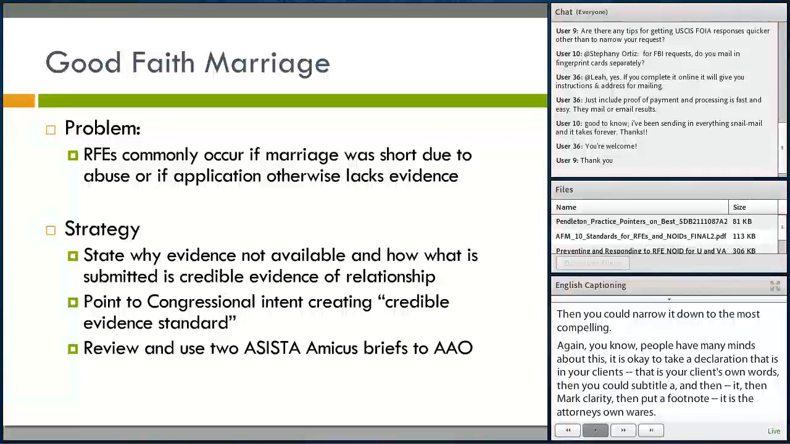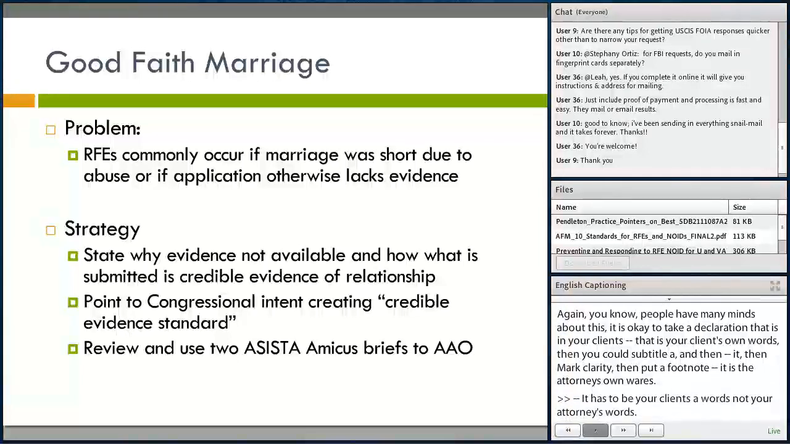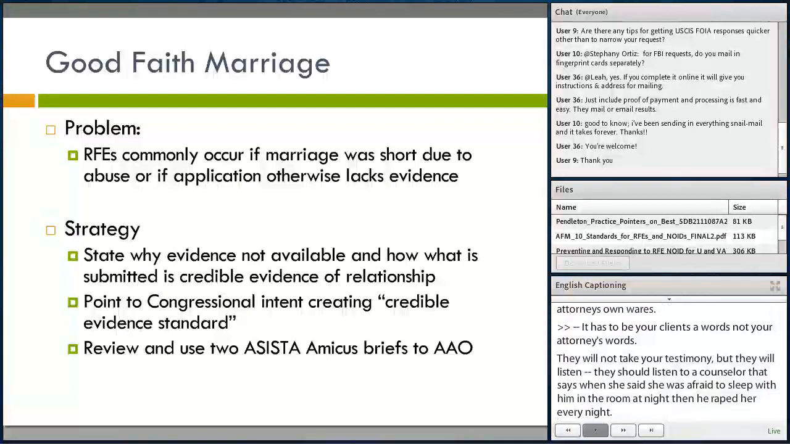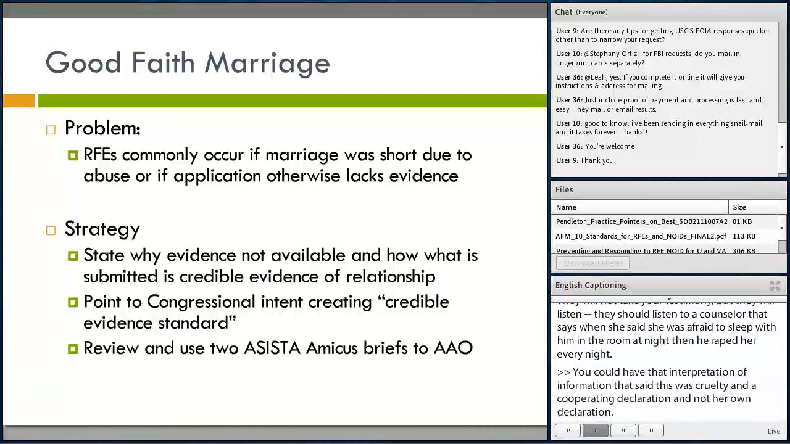And this is where a domestic violence counselor corroboration can be really helpful, because they're not going to take your testimony, but they will listen to it, or they should listen to a DV counselor who says, when she says that she was afraid to sleep in the room with him at night, that meant he raped her every night. And I know this because of such and such. So that you can have that kind of, quote, unquote, interpretation of her facts that say this is battery or extreme cruelty, in a corroborating declaration and not in her own declaration.